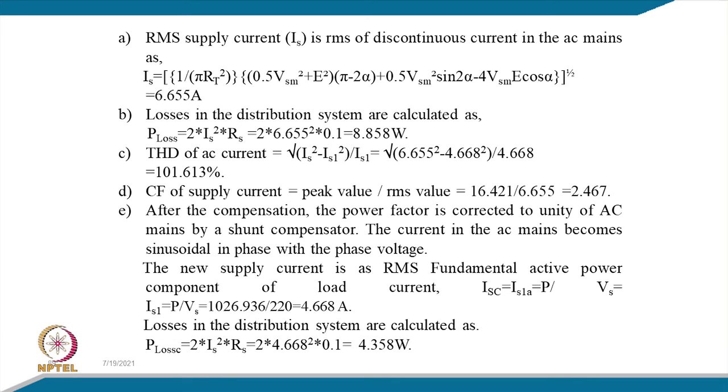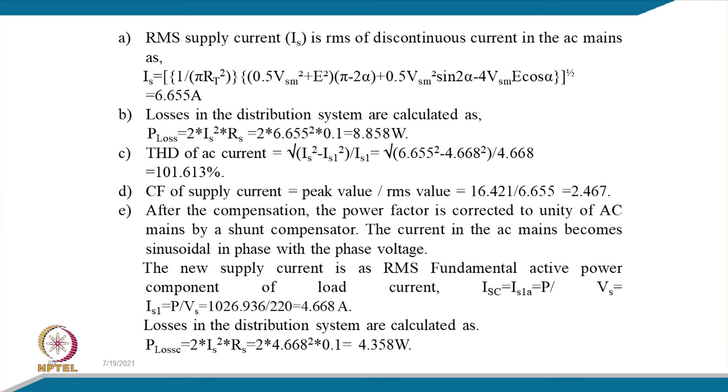After the compensation, the power factor is corrected to unity at the AC mains by the shunt compensator, and the AC mains current becomes sinusoidal, in phase with the phase voltage. The new supply current is the RMS fundamental active component of current after the compensation, Is equal to Is1 equal to P upon Vs, and you can find out P upon Vs, that power divided by your RMS voltage, 4.661. The losses in the distribution system are 2 Is square Rs, equal to 4.6 into 0.1.